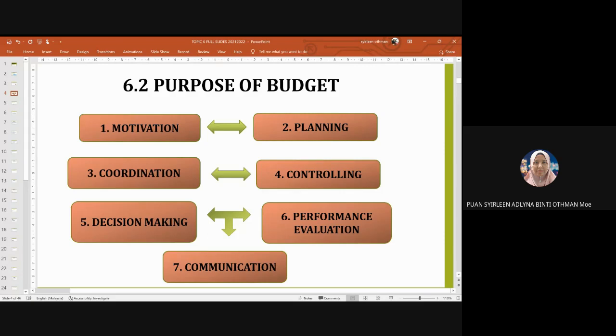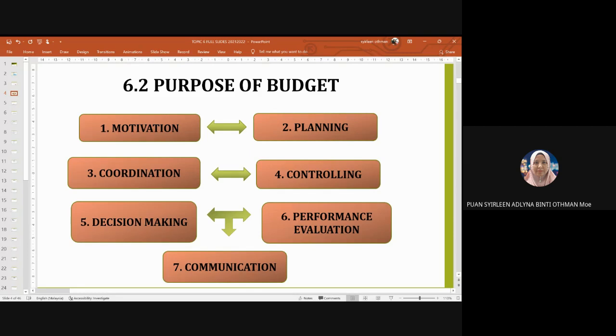Okay, so bila kita buat budget, okay, why we call it motivation? Why the purpose of budget is motivation? Sebab sebenarnya dia jadi kita punya, sebab we are doing it for, contoh if 2022, we are doing it for 2023. So dia jadi motivasi untuk kita meningkatkan kita punya sales and meningkatkan kita punya profit.